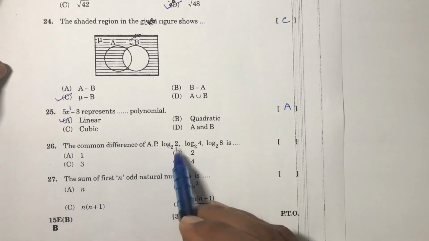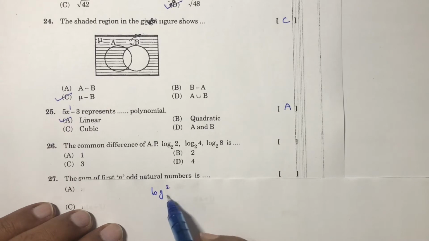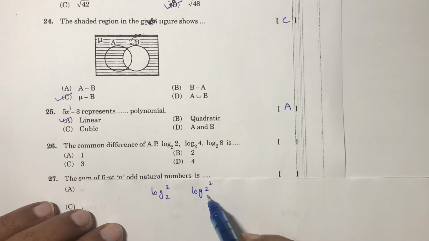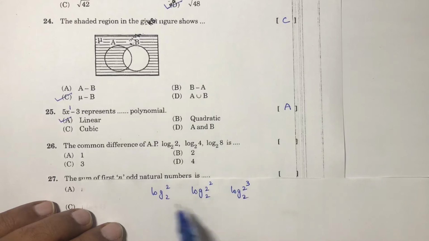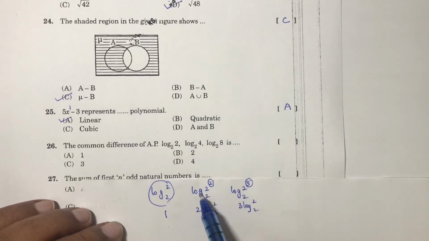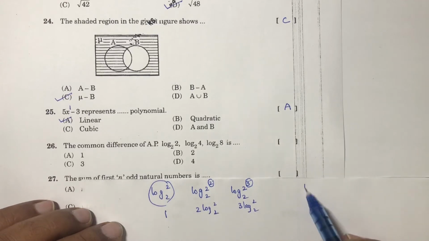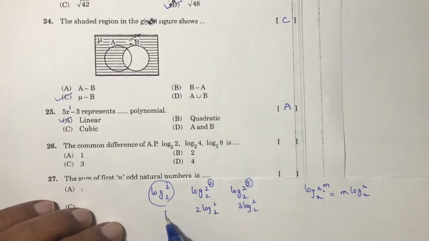Common difference of the AP. First simplify these terms. Log 2 to the base 2. Log 4 I can write as log 2 square to the base 2. Log 8 I can write as log 2 cube to the base 2. Log 2 to the base 2 is 1. Logarithm of power you can write as 2 log 2 to the base 2, and here the power is 3, so 3 log 2 to the base 2. I already explained logarithm of power in the previous MCQ: log a power m to the base x equals m log a to the base x. So this value is 1, so 2 into 1 is 2, and 3 into 1 is 3.